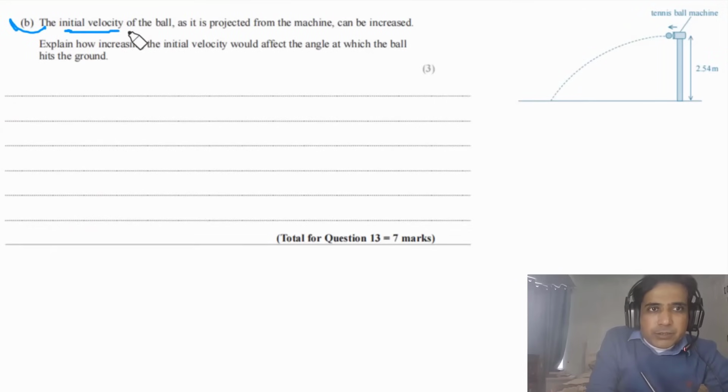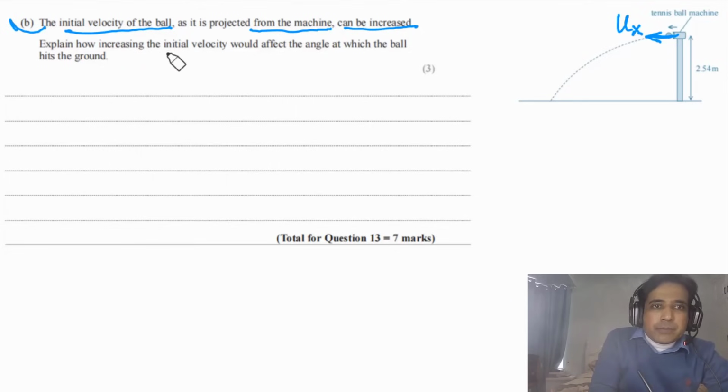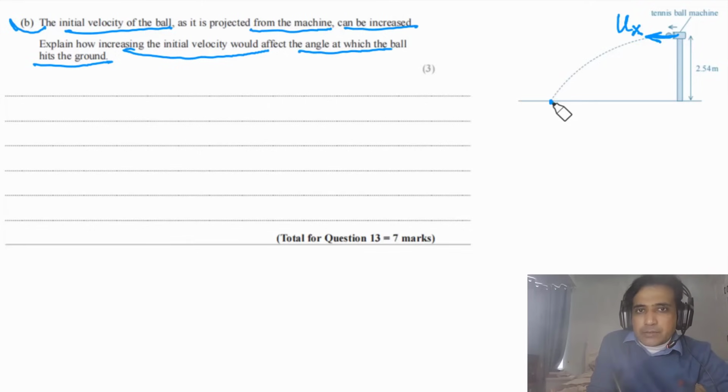Part B says the initial velocity of the ball as it is projected from the machine can be increased. Means this component of velocity can be increased. We can simply say this is ux. Explain how increasing the initial velocity would affect the angle at which the ball hits the ground. Means angle at this point.